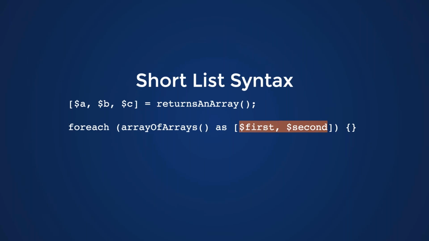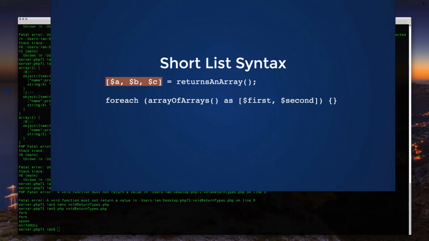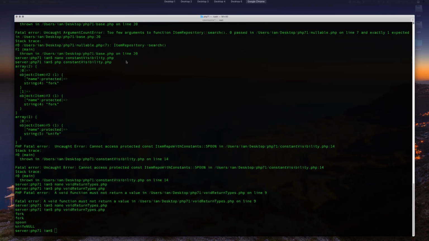So in this case, you have an array of arrays length 2 or higher, and this foreach loop will drop the first and second values right into $first and $second. There's also the ability to, up here, at the very least, destructure by index, which we'll see in the example I'm about to show you.